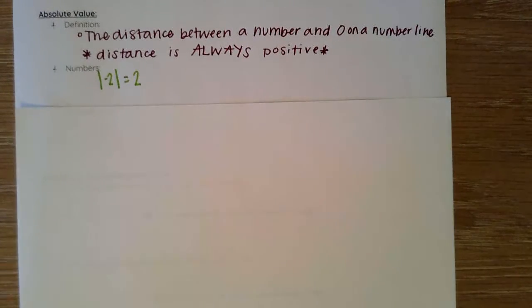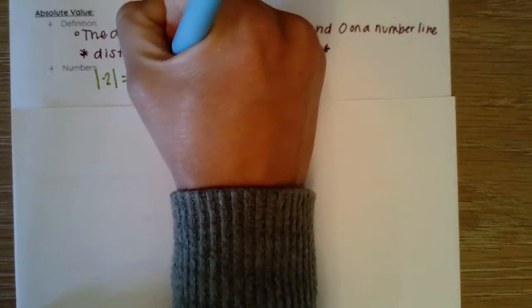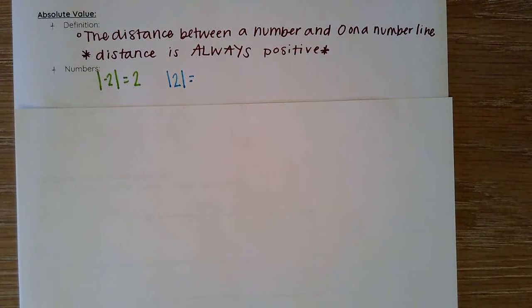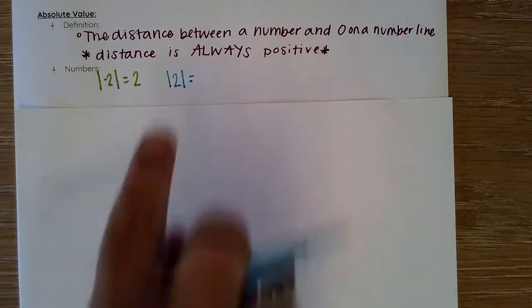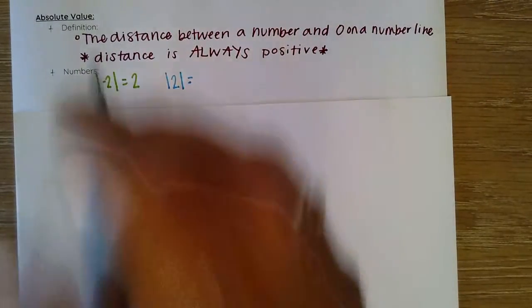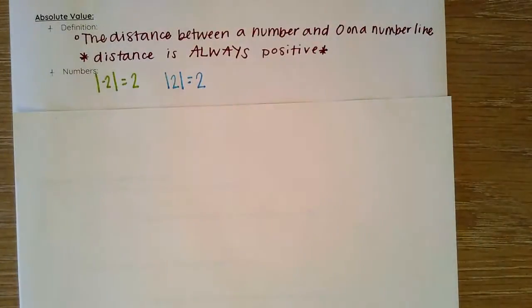Let's try another one. If I have the absolute value of +2, again, thinking about where that 2 is on that number line, I am still moving 2 spaces. So the absolute value of +2 is also 2.